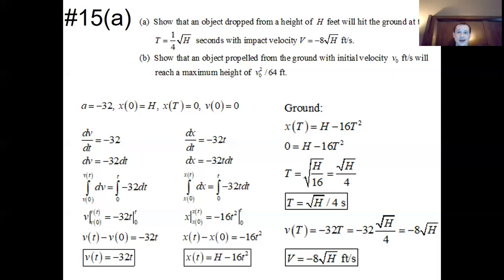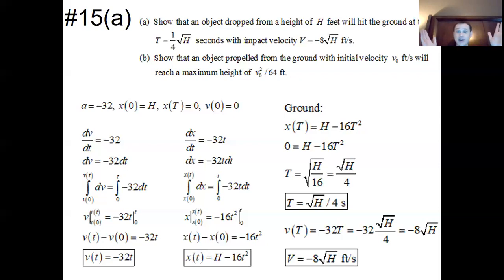Show that an object dropped from that height will hit the ground at a time of t is 1/4 square root of h. Well, okay, they're talking about when it hits the ground. When you hit the ground, the one thing you know is that your position is the position of the ground. So at this time, capital T, we would know that x is 0, right? So plugging capital T into our equation for x, we get that x at the time it hits the ground is h minus 16t squared.